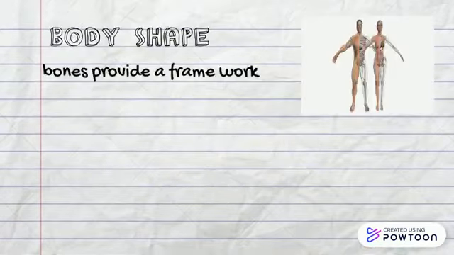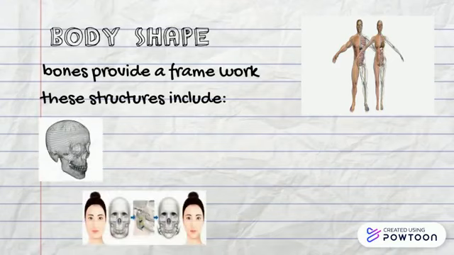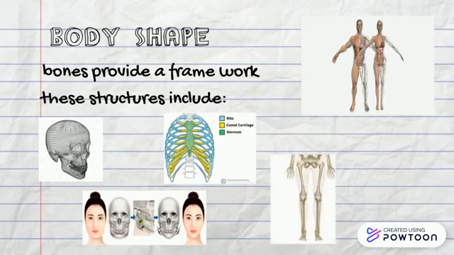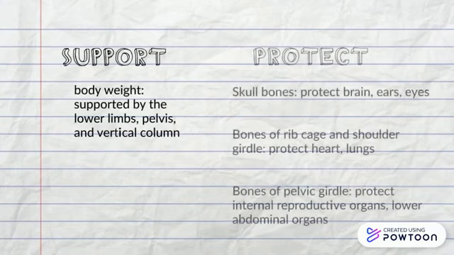Our bones are able to provide a framework to our body that gives shape to certain structures that include the head, our face, the thorax, and our limbs. Bones that serve to support our body weight include the lower limbs, the pelvis, and the vertical column.